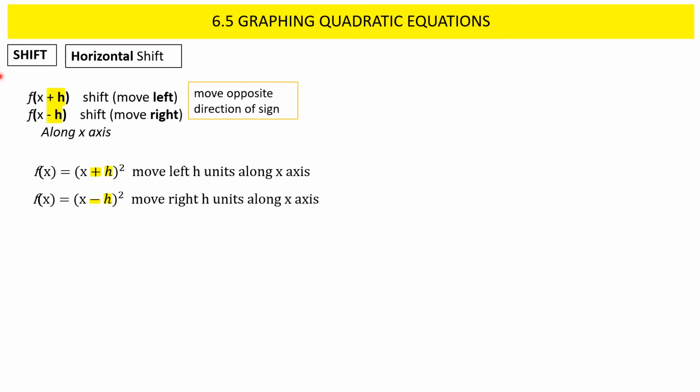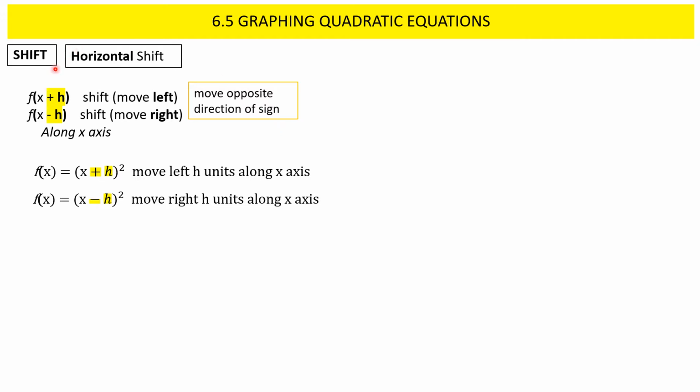All right, now we're going to shift horizontally along the x-axis. The textbook shows you f of x plus h and f of x minus h. Remember, h was the x value. Here it says shift left. You would think positive would mean shift right. Well, they have to throw something different in, right? So you're going to move in the opposite direction of the sign when you talk about the x-axis.